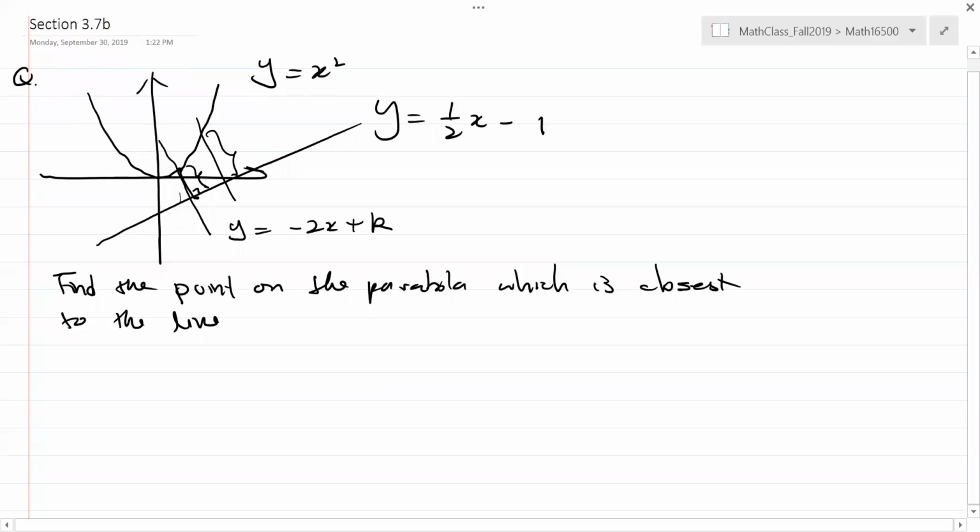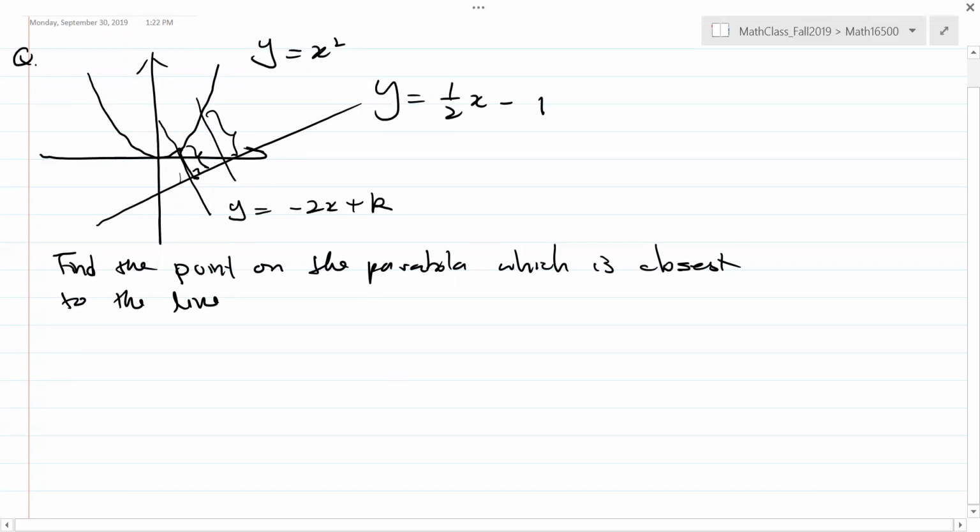So let's find the intersection points with the line. Let's see what is the best way to do it. Now, clearly on the picture, there is a point on the parabola which is closer to the line. How do you find it? First, you have to recognize that the two closest points must form a line perpendicular to the given line. So the slope is -2.